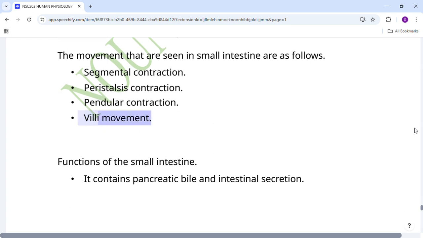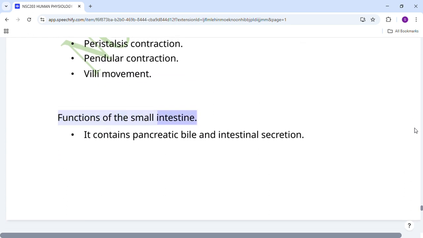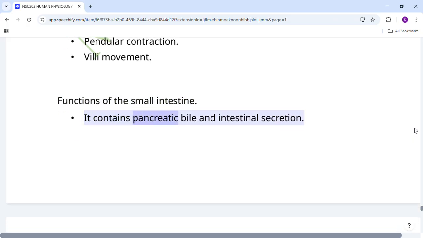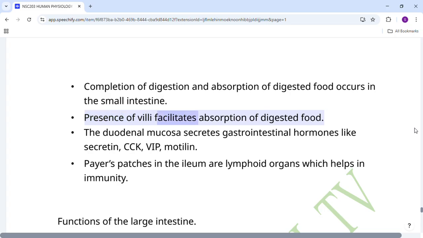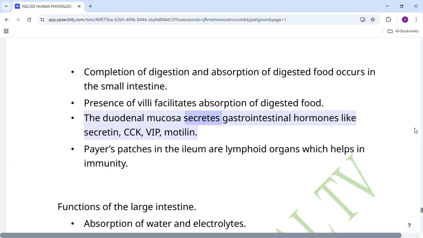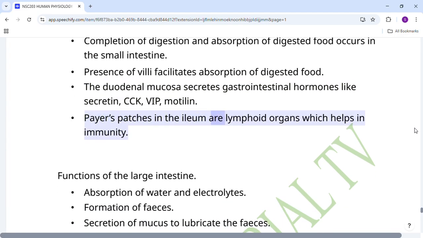The movements that are seen in the small intestine are as follows: segmental contraction, peristaltic contraction, pendular contraction, villi movement. Functions of the small intestine: it contains pancreatic, bile and intestinal secretion. Completion of digestion and absorption of digested food occurs in the small intestine. Presence of villi facilitates absorption. The duodenal mucosa secretes gastrointestinal hormones like secretin, CCK, VIP, motilin. Peyer's patches in the ileum are lymphoid organs which help in immunity.